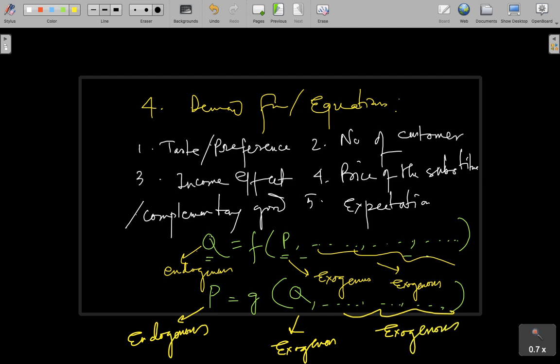It can also happen that both P and Q are endogenous, where I solve all these equations to get P and Q. Then P and Q are endogenous, and the rest of the variables are exogenous. So depending on how I'm going to use these variables, what values I have, and whether they come from outside or not, all these things determine what is an exogenous variable and what is an endogenous variable.